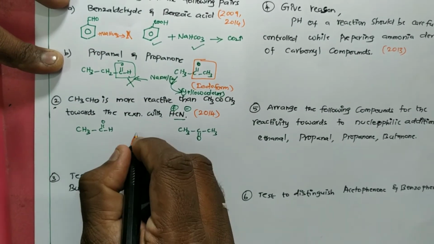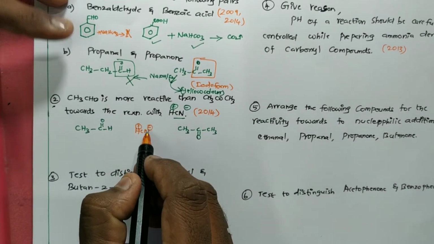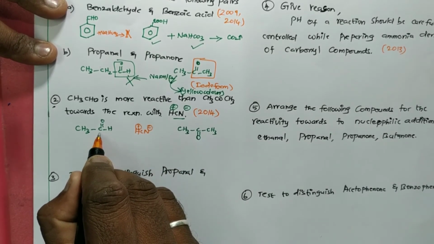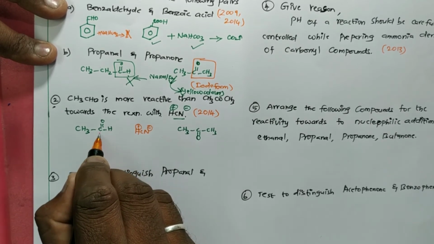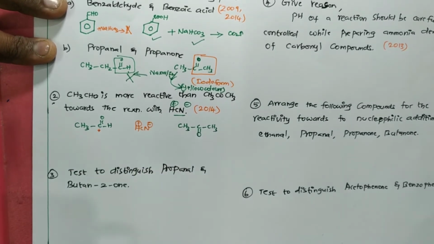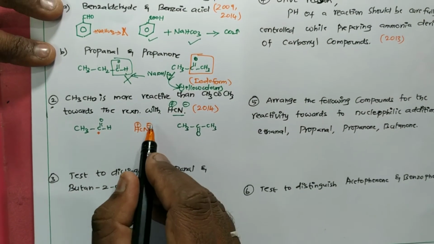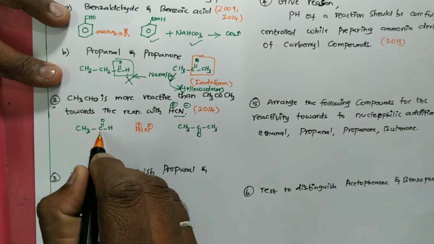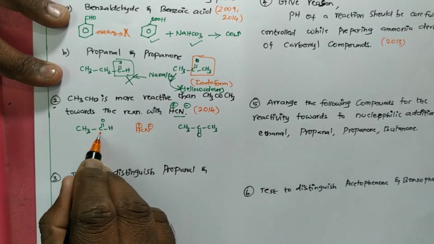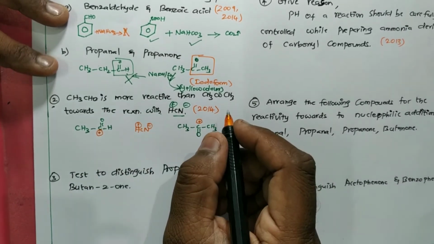So here, if HCN wants to attack, it will be acting as a strong nucleophile. When it attacks, the carbonyl carbon has a positive charge, so then it can easily attack. Are you able to understand? If it has a negative charge, it needs to attack the positive charge. Where will the positive charge be available? In this case, the C=O carbonyl carbon has a positive charge. In this also, the carbonyl carbon has a positive charge.